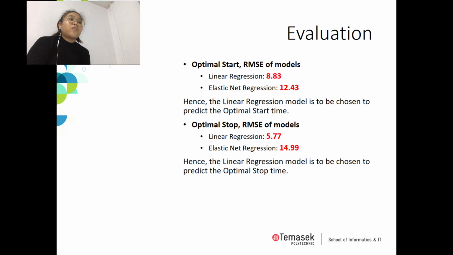And we have seen that for both optimal start and optimal stop, linear regression still has the better error rate and shows that it is more accurate in predicting the values. So once we have chosen linear regression as the primary model because it has a better and lower error rate, it's time to use the model to predict the values.